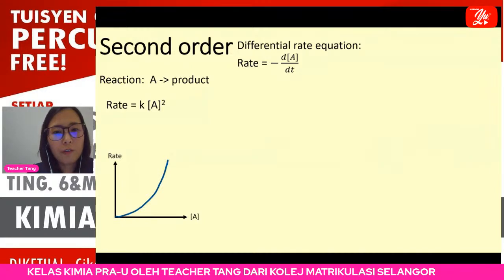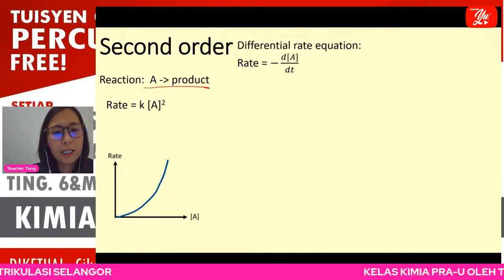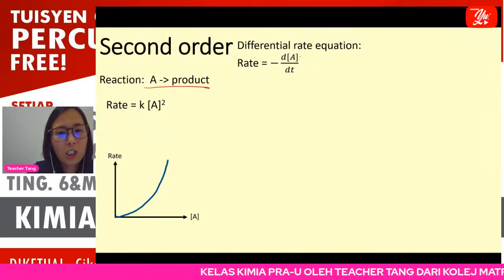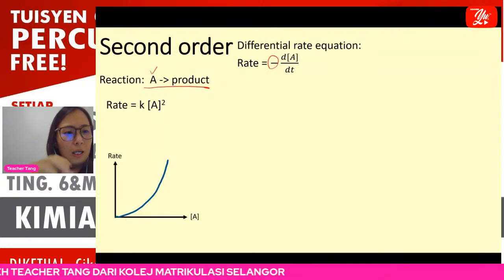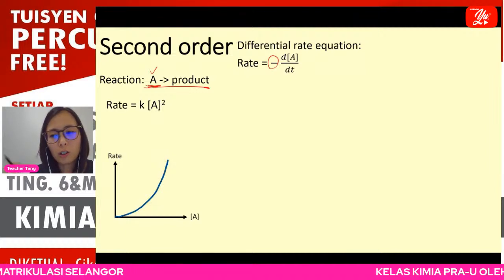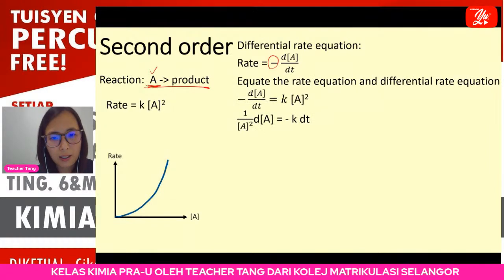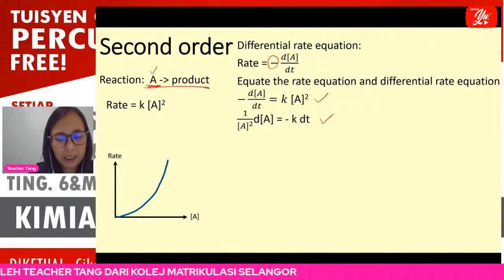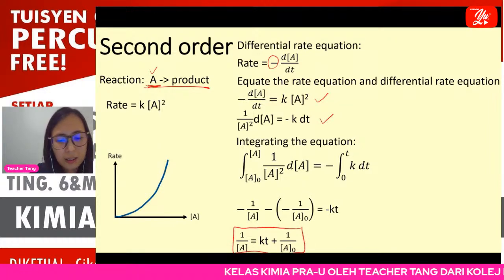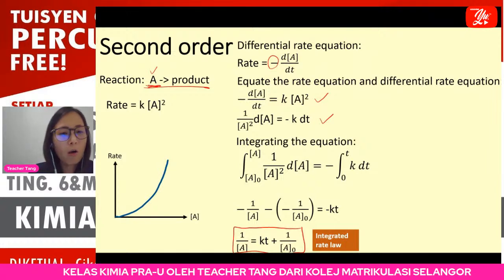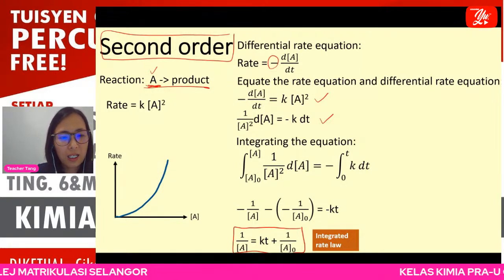Okay, and then for the differential rate equation, if this is our reaction, we can write the expression as rate equals the negative change in concentration of reactant A over the change in time. Negative because, again, A is the reactant. Therefore, the concentration of reactant A will decrease as the reaction proceeds. When we equate the two equations together, we get this expression, and when we rearrange, we get this expression. Then when we integrate the equation, we get this equation, and this equation is the integrated rate law equation for second order. Again, for this integrated rate law equation, I suggest you remember it in the linear graph form.